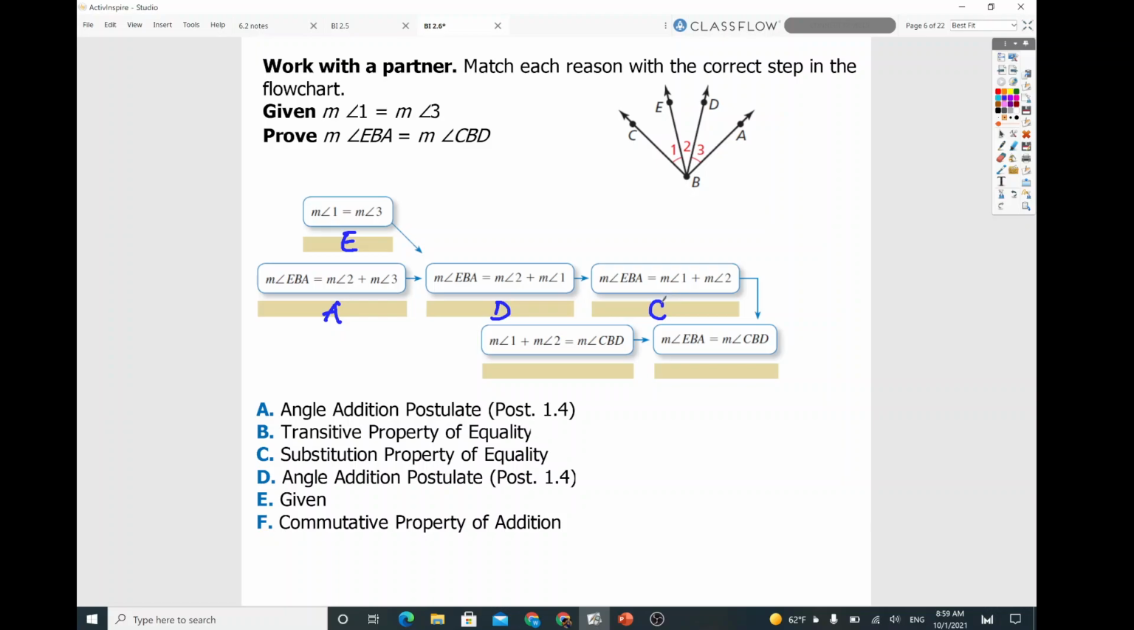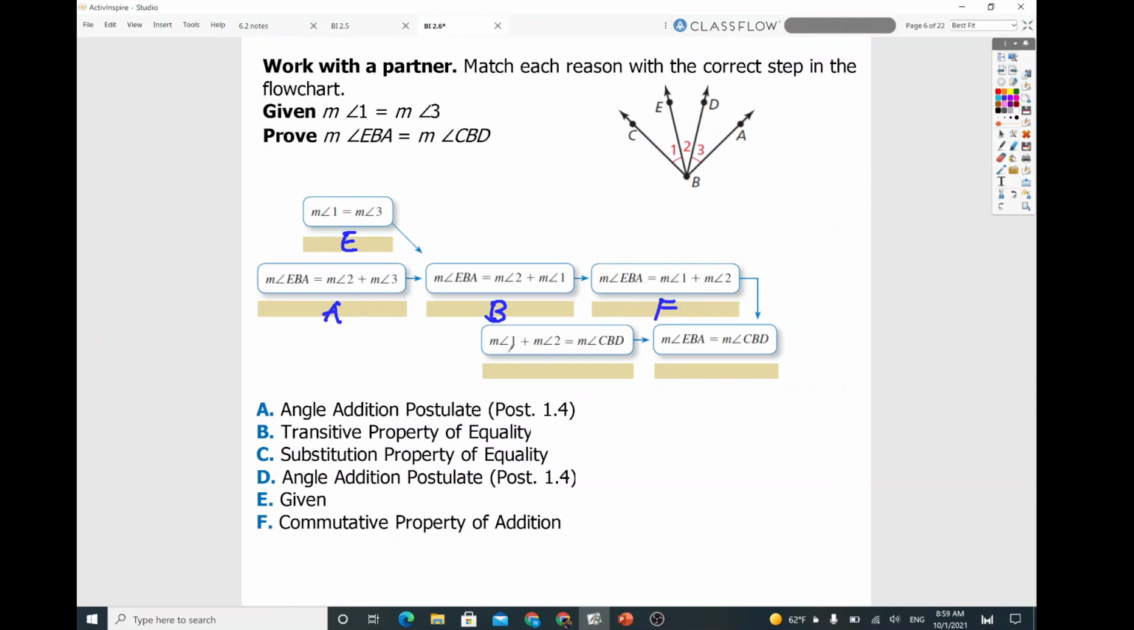You know what? For D, it's supposed to be the transitive property. Excuse me, so let's fix that. Because this one is being replaced by angle 2 plus angle 1, this one is a transitive property. So that's for B. And then C, it's considered angle 1 plus angle 2, so we swap the addition. So this one will be considered the commutative property of addition. Okay, I just fixed that.